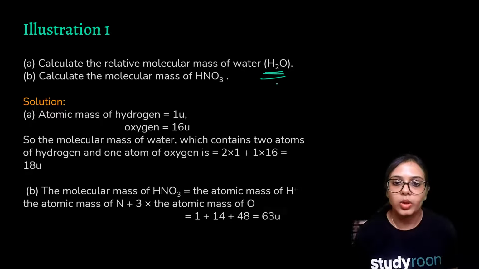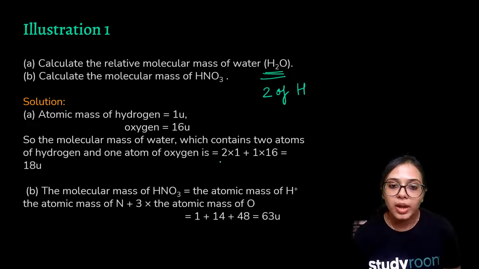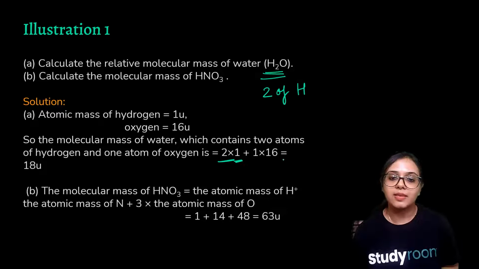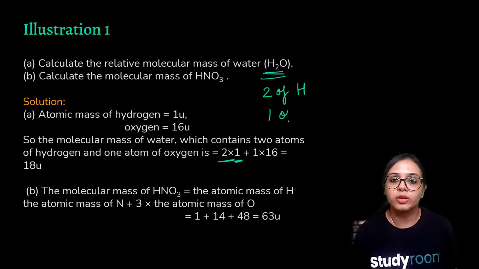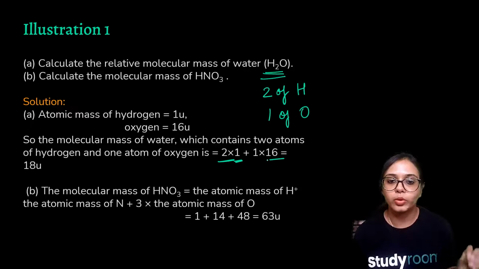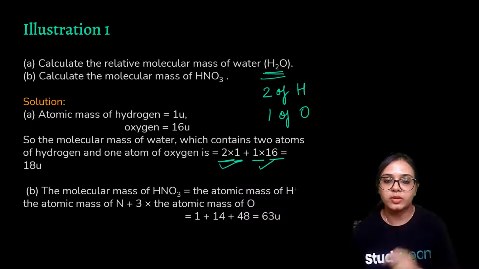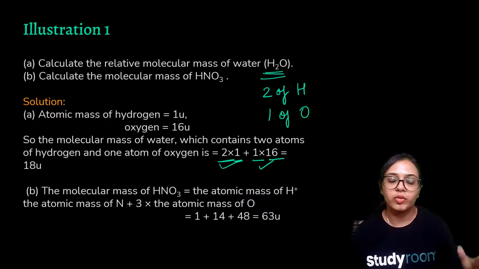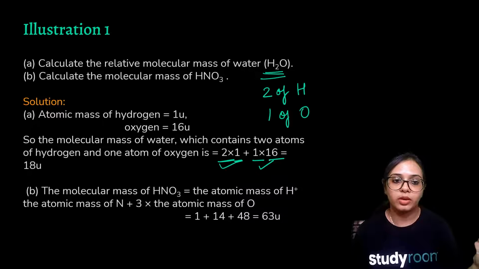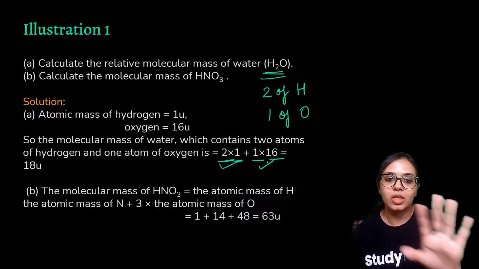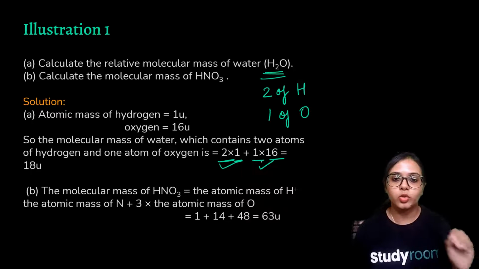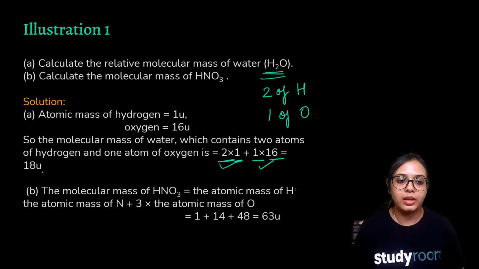Since there are 2 atoms of hydrogen, we will be multiplying the atomic mass of hydrogen, that is 1, by 2, and since there is only 1 atom of oxygen, we'll be multiplying 16, the atomic mass of oxygen, by only 1. So the number of atoms is clear, and we are multiplying the respective atomic mass unit by the number of atoms that are there. So 2 into 1, 1 into 16, and that is 18 U.